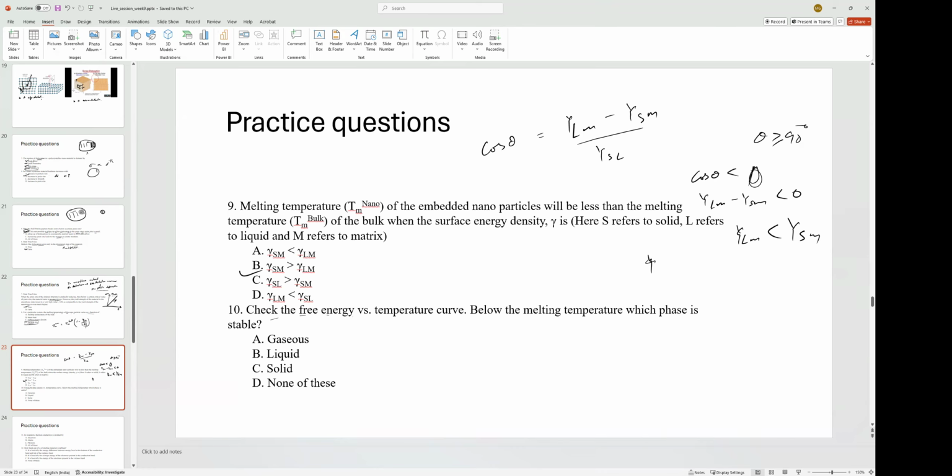Below the melting temperature. So if you have your phase diagram, this is liquid, liquid plus alpha, alpha. This is a solid. So below your melting temperature, this is your melting temperature. Below this is your alpha, which is solid phase.